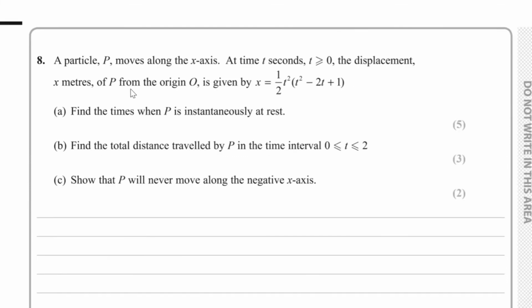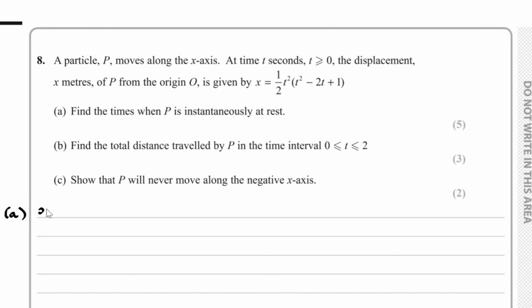Question 8. A particle P moves along the x-axis at time t seconds, t is greater than or equal to 0. The displacement x meters of P from the origin O is given by x equals 1/2 t squared times (t squared minus 2t plus 1). And for part A, we have to find the times when P is instantaneously at rest.